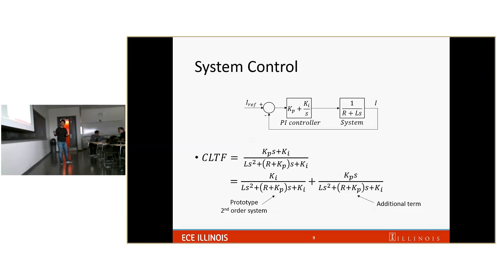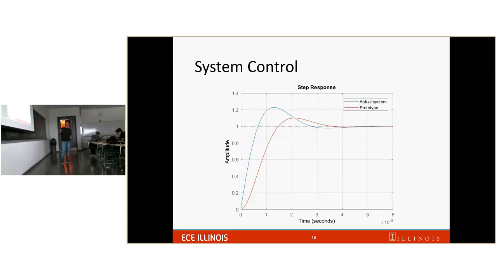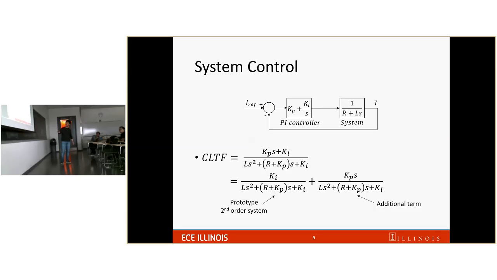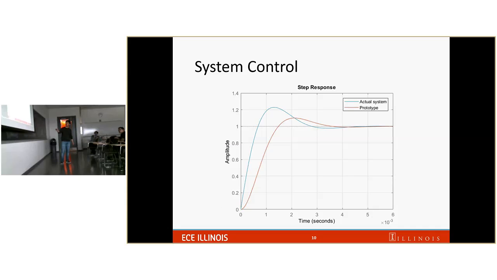The reason I need to consider this term is that my inductance changes as the gap changes. So if I use this controller, the current will not exceed the limit that I set. This is the comparison between the prototype second order system and the actual system that combines all of them. The prototype system design is very easy and straightforward, but as you can see, the rise time is different and the overshoot is a lot different as well.